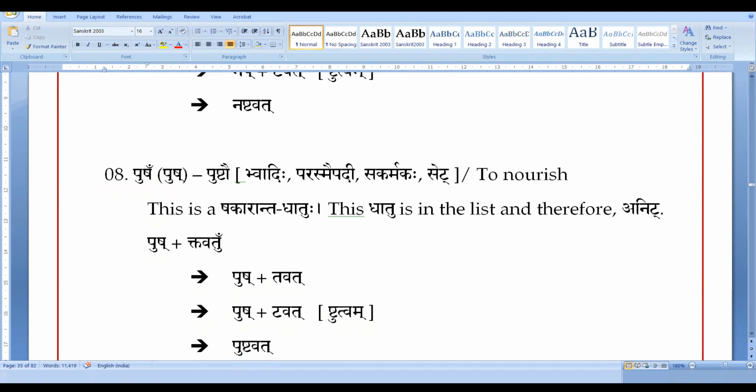One minute. Let's check push dhatu. Divadi gana dhatu, which is in the list, which is Anit. So push dhatu, it is in the list, then it is Anit. Devadigana also it is there.